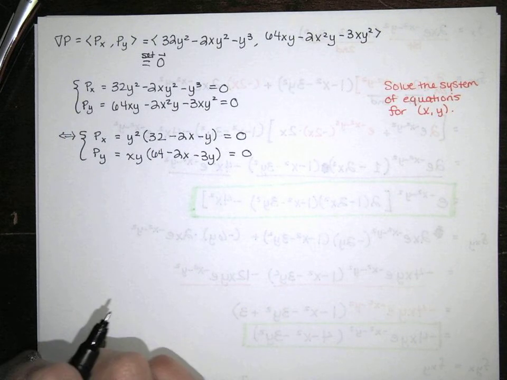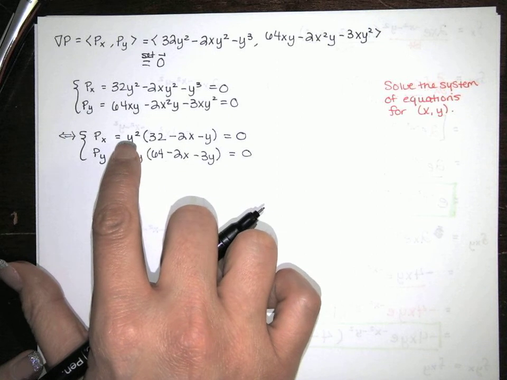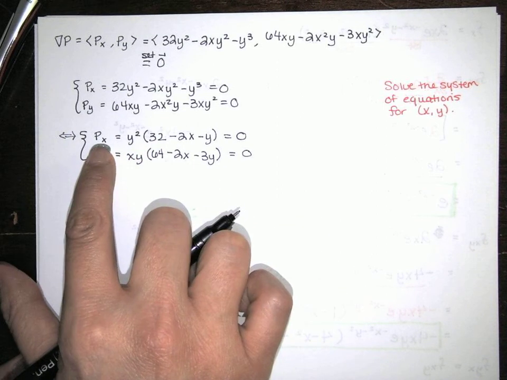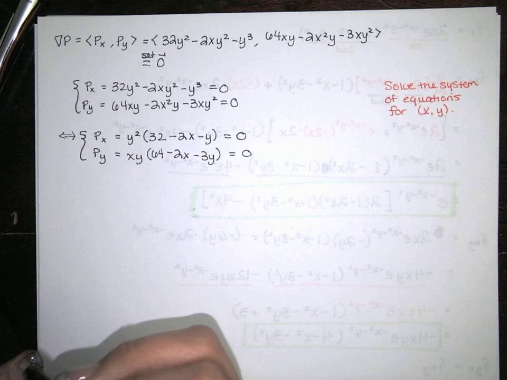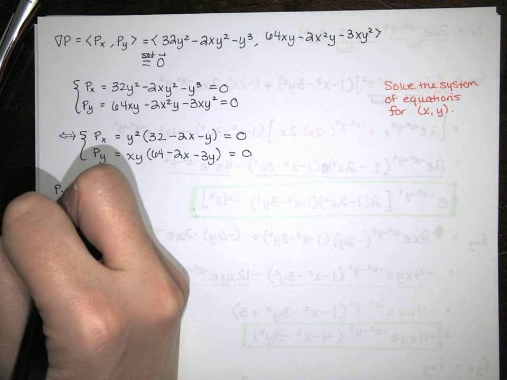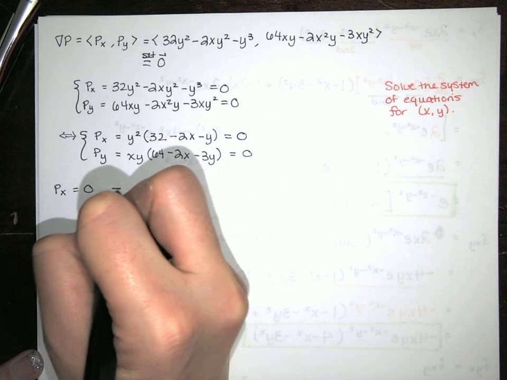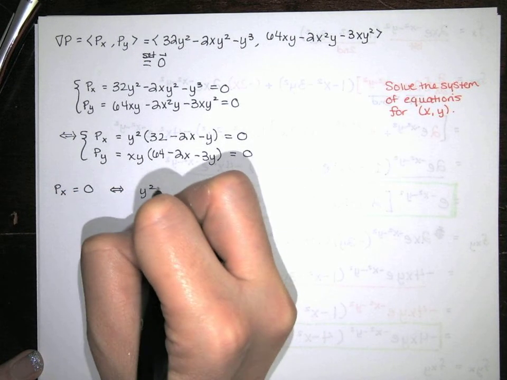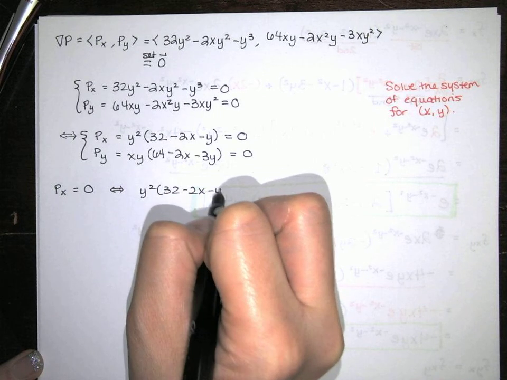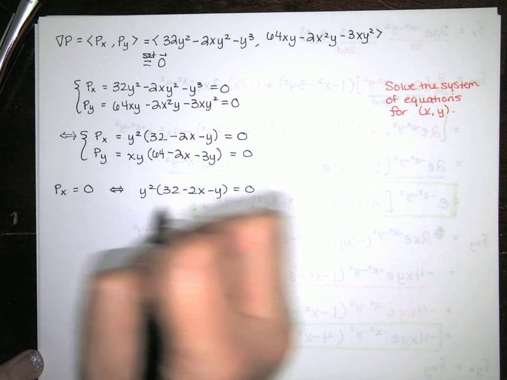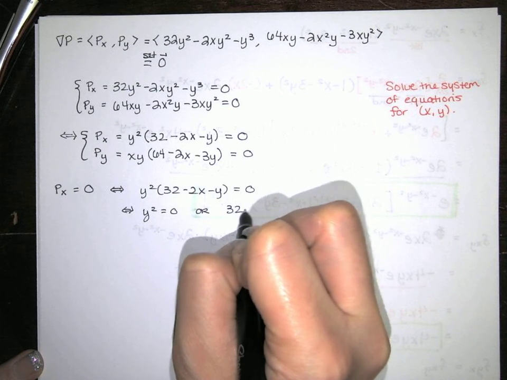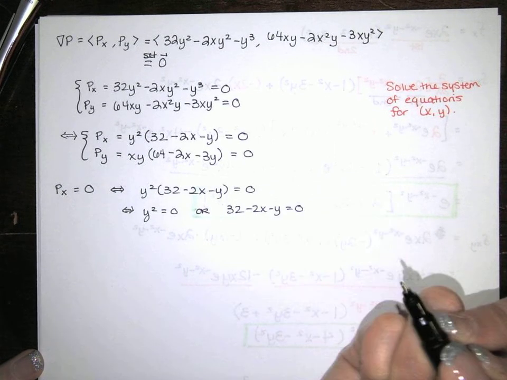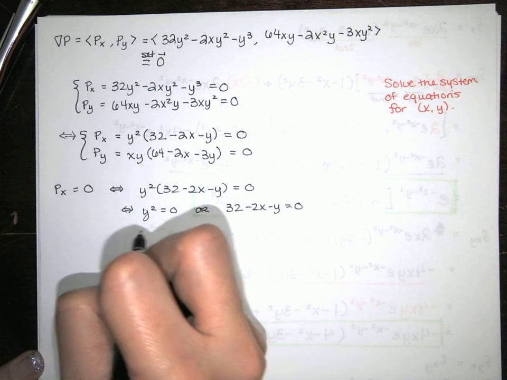So I'm going to look at this in two cases. I'm going to set the partial of p with respect to x equal to 0, and that will happen in two cases. Either this will be 0 or this will be 0. So we'll do that first. P sub x equals 0 when this product is 0, and the only way a product is 0 is if one of the factors is 0. So that means either y squared is 0 or 32 minus 2x minus y equals 0. Now, if y squared is 0, that means that y equals 0.